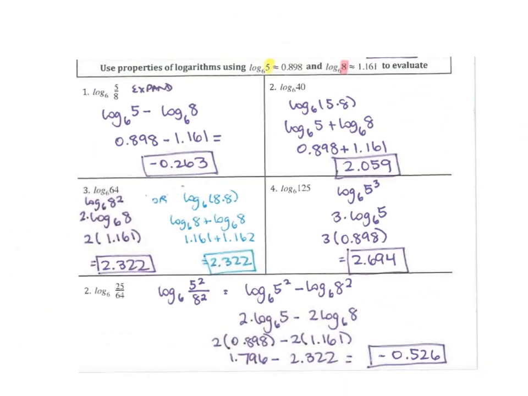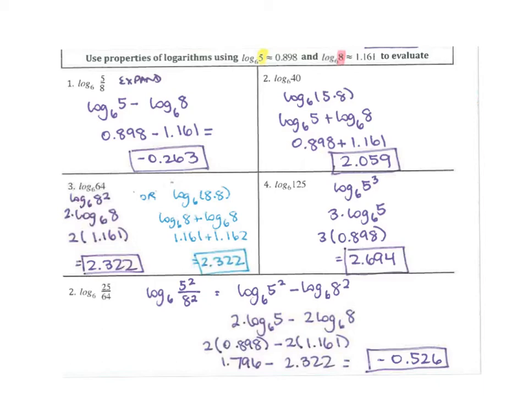All right, so trying this out. Number 1, you have log base 6 of 5 divided by 8. That means you need to subtract them. So we expand it: log base 6 of 5 minus log base 6 of 8. Then you substitute 0.898 and log base 6 of 8 is 1.161, and you get negative 0.263.